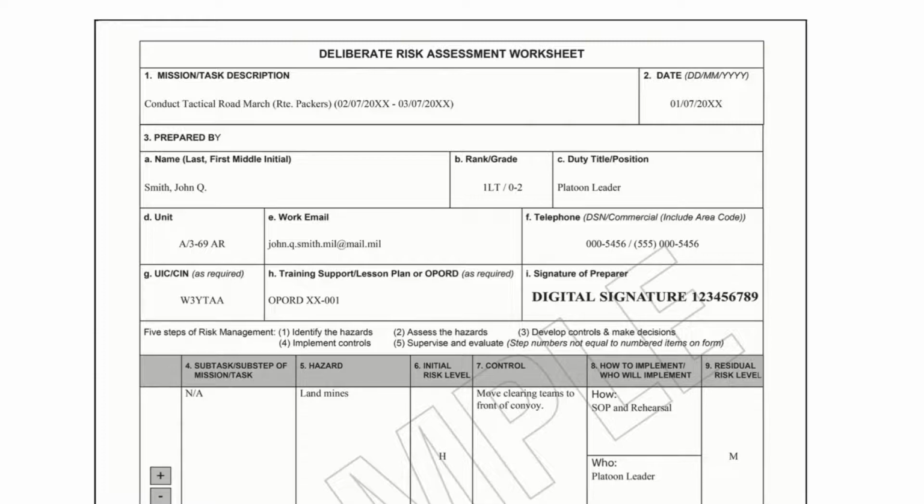And the last thing we're going to do is we're going to look at the deliberate risk assessment worksheet, right? And so you should do one of these for every training event that you lead and that you manage, okay? So whether it's a PT event, whether it's a convoy, whether it's a field training exercise, whatever it is, there should be a risk management worksheet that is done, because we cannot accept risk, right?